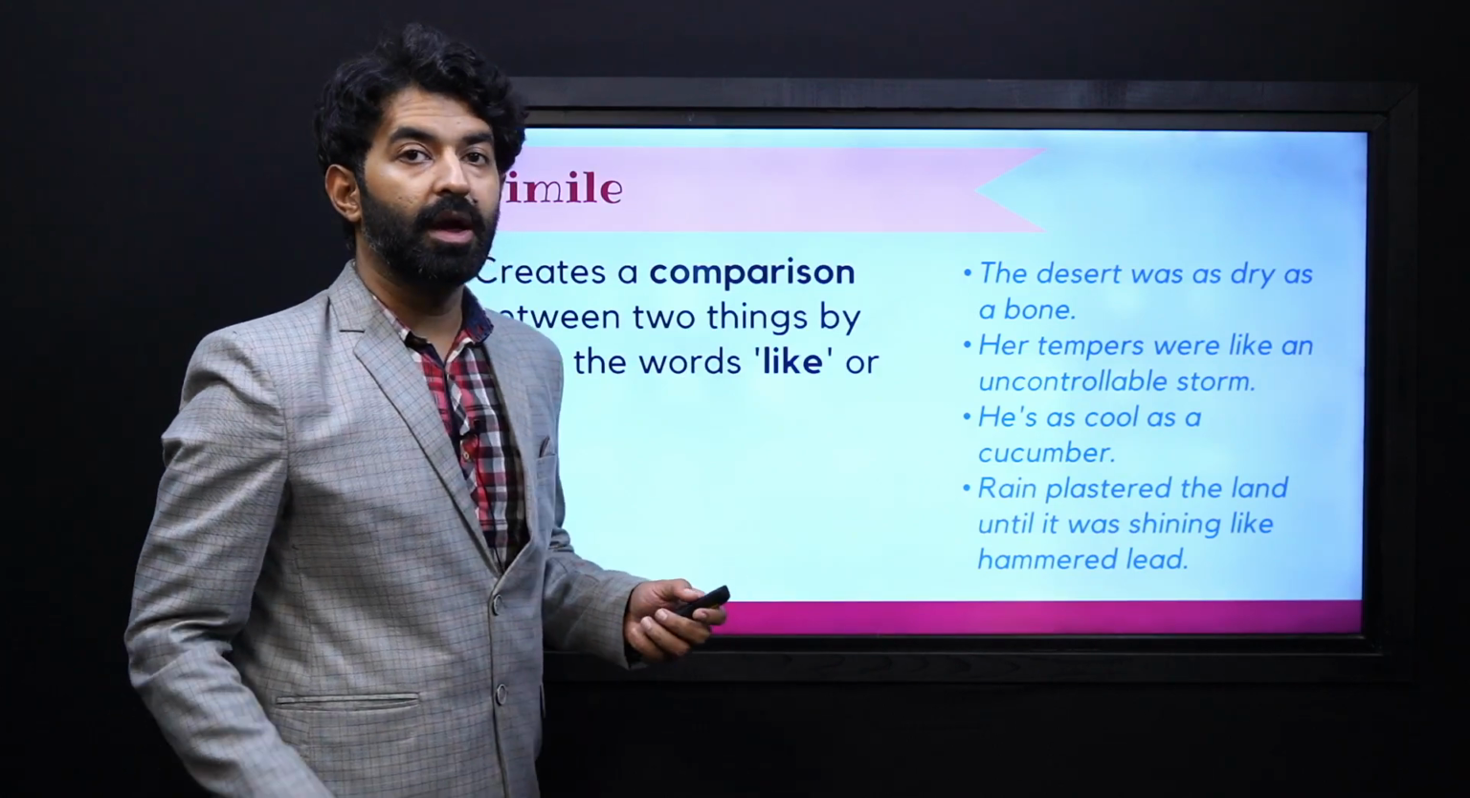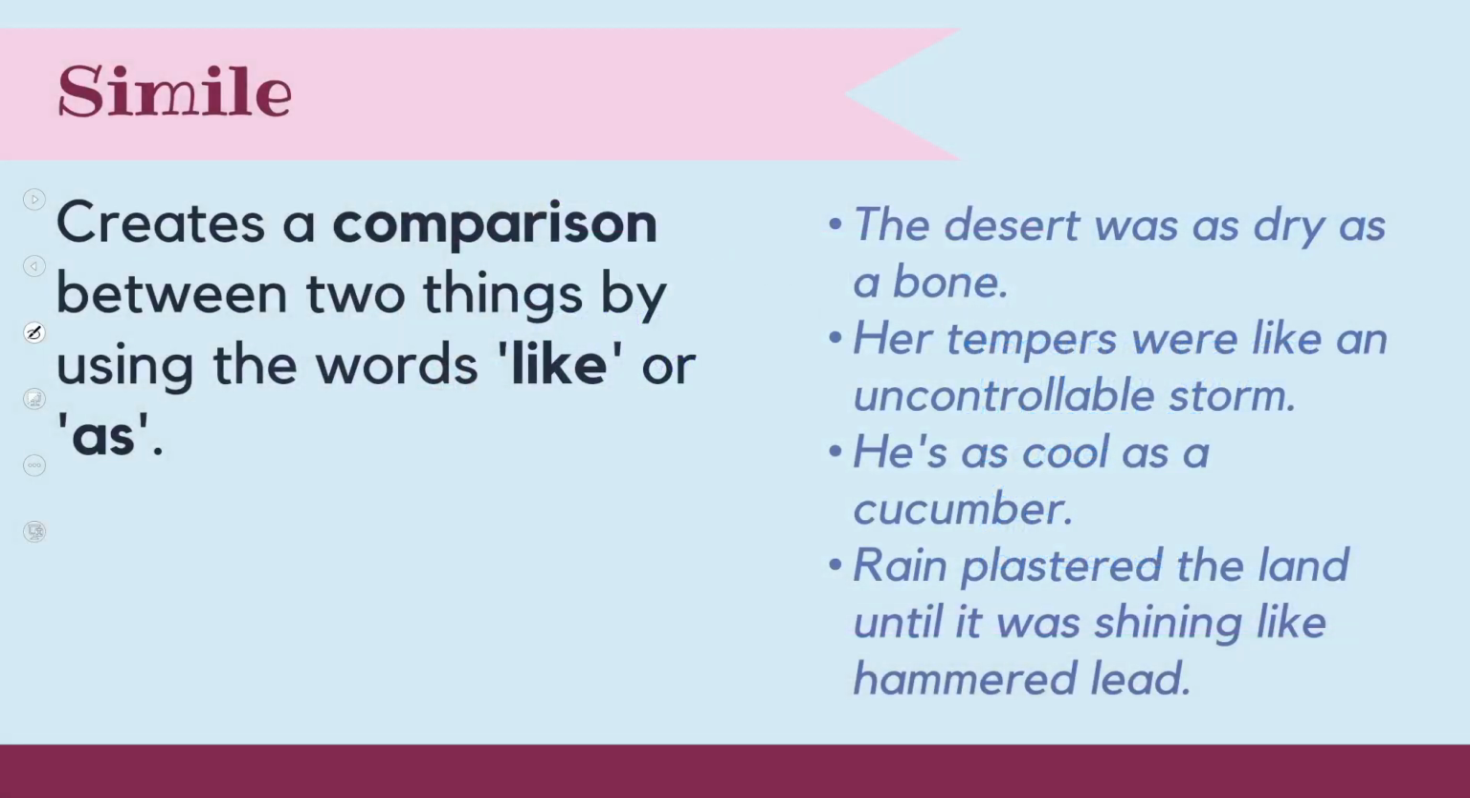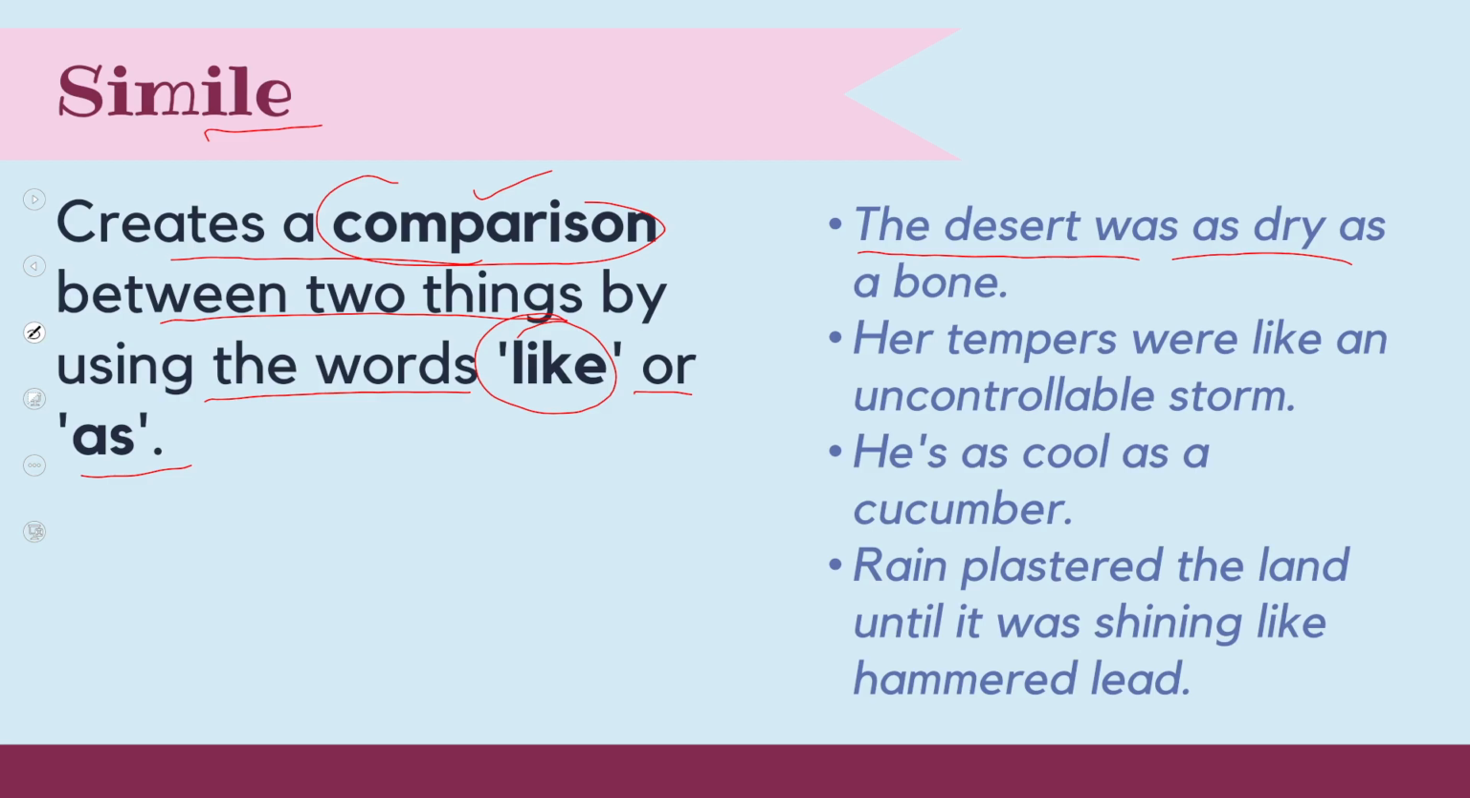Let's talk about another literary technique, which is simile. A simile creates a comparison between two things by using the words like or as. So when we are comparing two things, we use these words like or as, and there is a likeness between these two different ideas or two different things. For example, the desert was as dry as a bone.